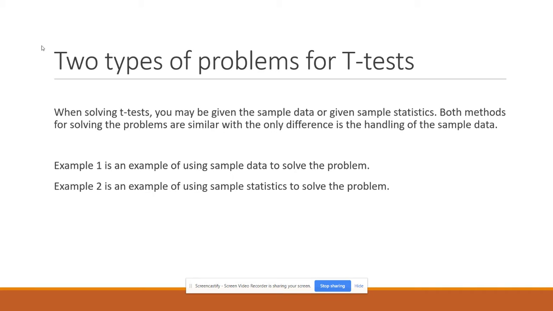So for one mean hypothesis t-test, there's two different types of problems that we're going to look at. There's one problem where you're given sample data and the other where you're given sample statistics. You can use both methods to solve your problems. So for this example, example 1, we're going to be using sample data. For the next example, example 2, we're going to be using sample statistics.